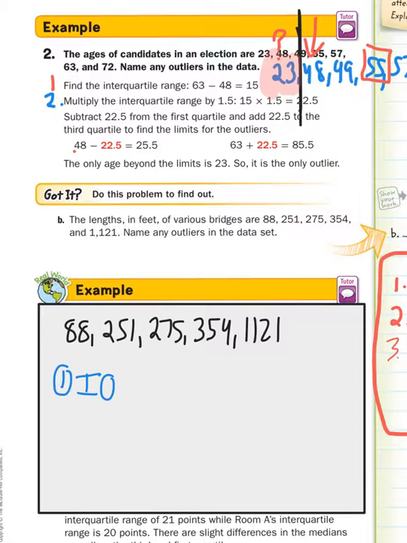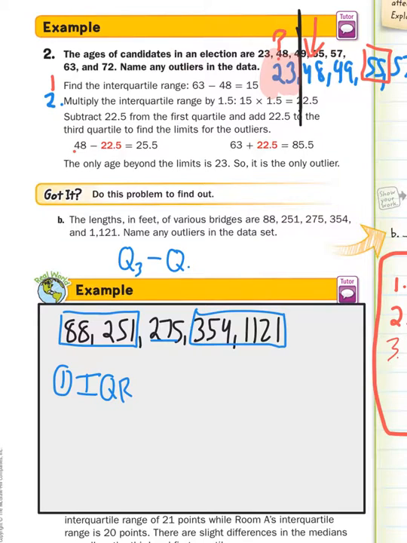Now remember, to do that, you have to find Q3 minus Q1. So let's start with Q1. Okay, this is my middle number. So this is my lower half, and this is my upper half. So Q1 is going to be the exact middle of these. I actually have to add those up and divide by 2, because I have no idea what's in between 88 and 251. So I'm going to do 88 plus 251. That's 339 divided by 2 equals 169.5.